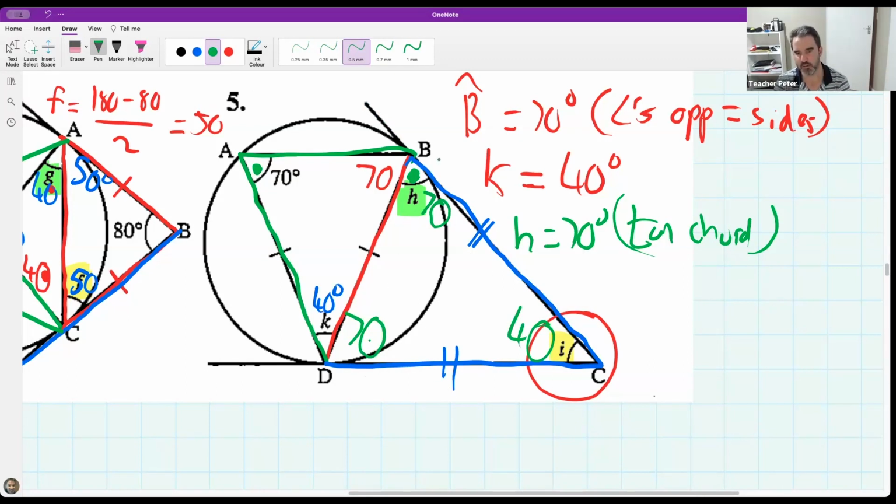So we'd first say BC is equal to DC, tangents from a common point. We then say BDC is 70, angles opposite equal sides. And then we'd say I is 40 because of the sum of angles in a triangle.